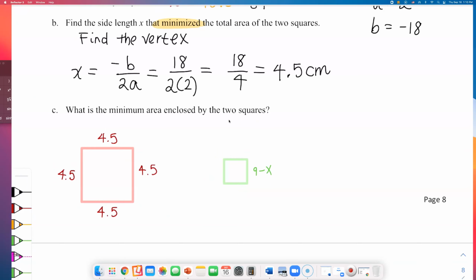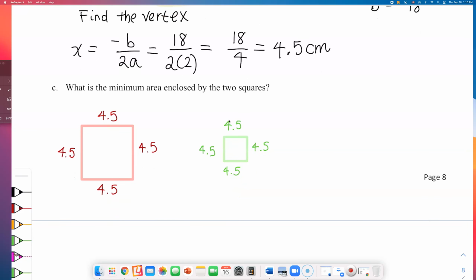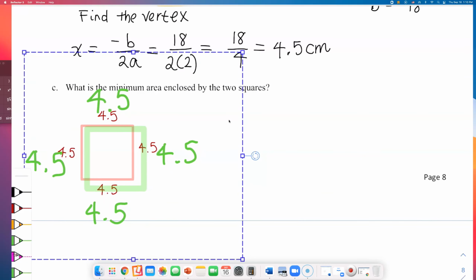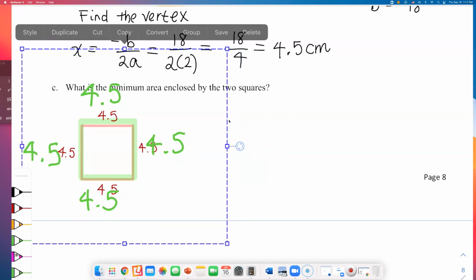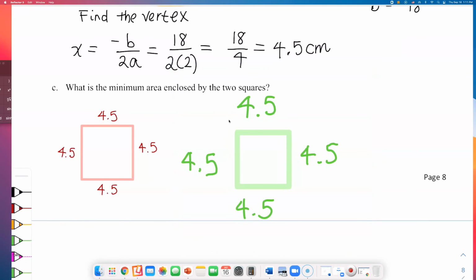This square has to be of the same size for us to minimize the total area. Oh, super cool. So, I drew it slightly smaller, but we just found out that they actually have to be the same size in order for us to say that we minimize the total area.